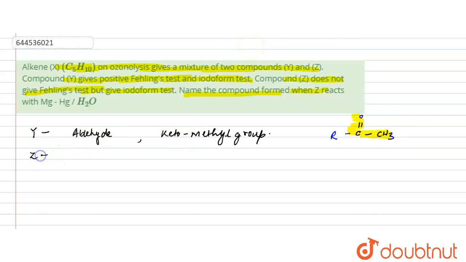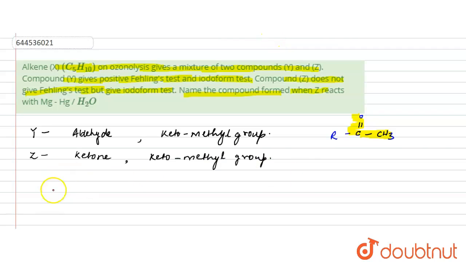So this indicates that Y should have a keto-methyl group and it is an aldehyde. If you talk about Z, Z does not give Fehling's test. It means that it is a ketone, and it gives iodoform test. It means that it also has a keto-methyl group. Fine. Now your aim is to get what should be that alkene.